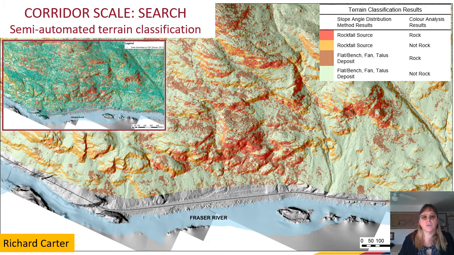And this image shows the results of that work, where we have semi-automated terrain classification identifying source zones, but also in the inset image identifying forest, which can be a helpful deterrent against the movement of rocks down the slope.